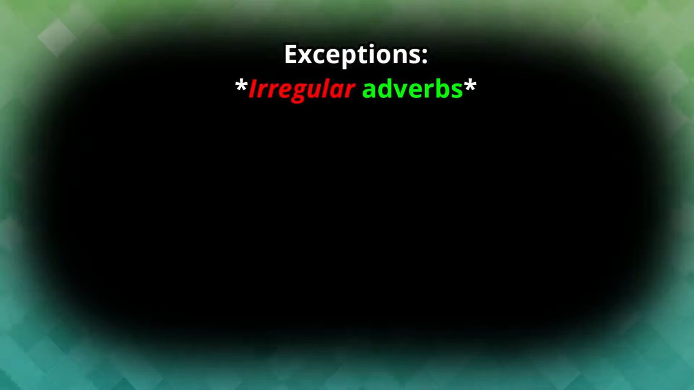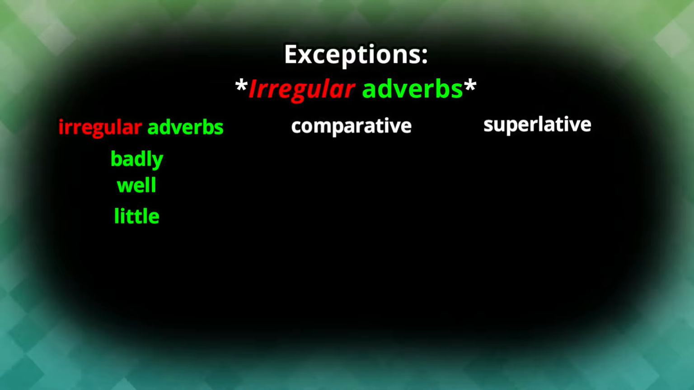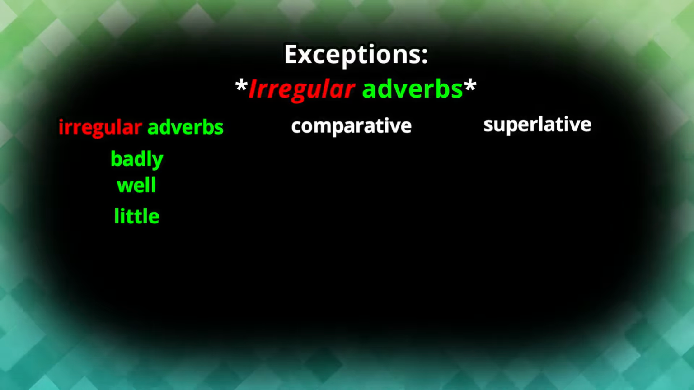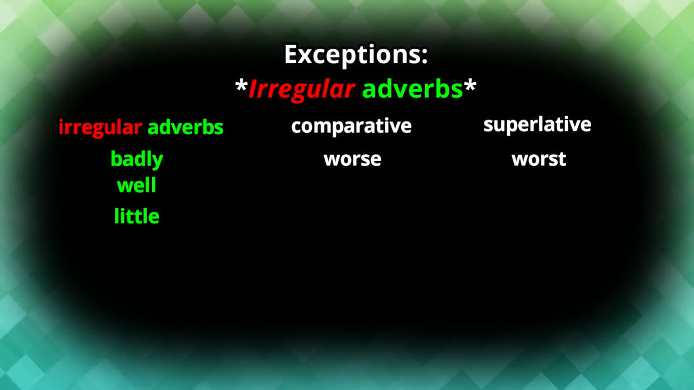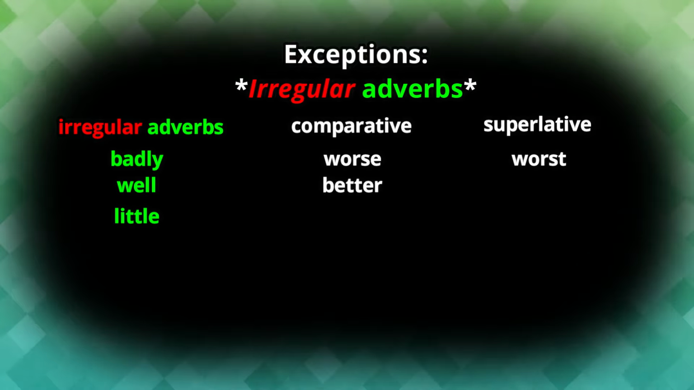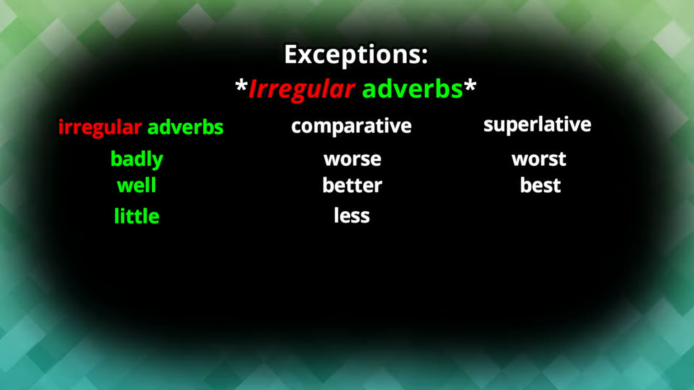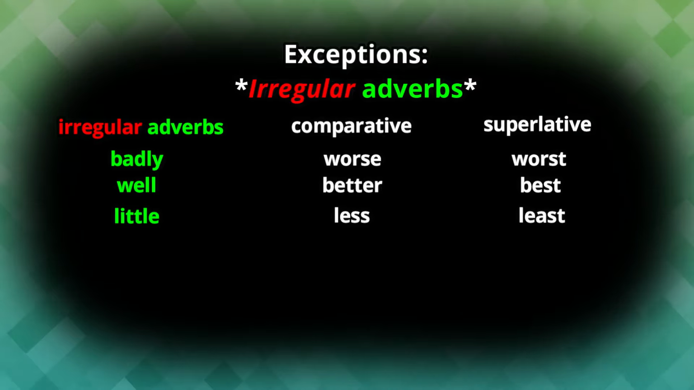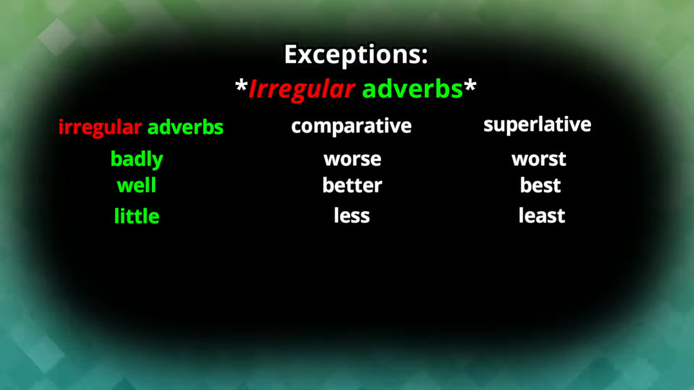And for the irregular adverbs, these are also exceptions. We have badly, well, and little. The comparative for badly is worse. The superlative is worst. Well, the comparative is better, and the superlative is best. And we have little. The comparative is less, and the superlative is least. Again, these are the common ones. There are more out there.